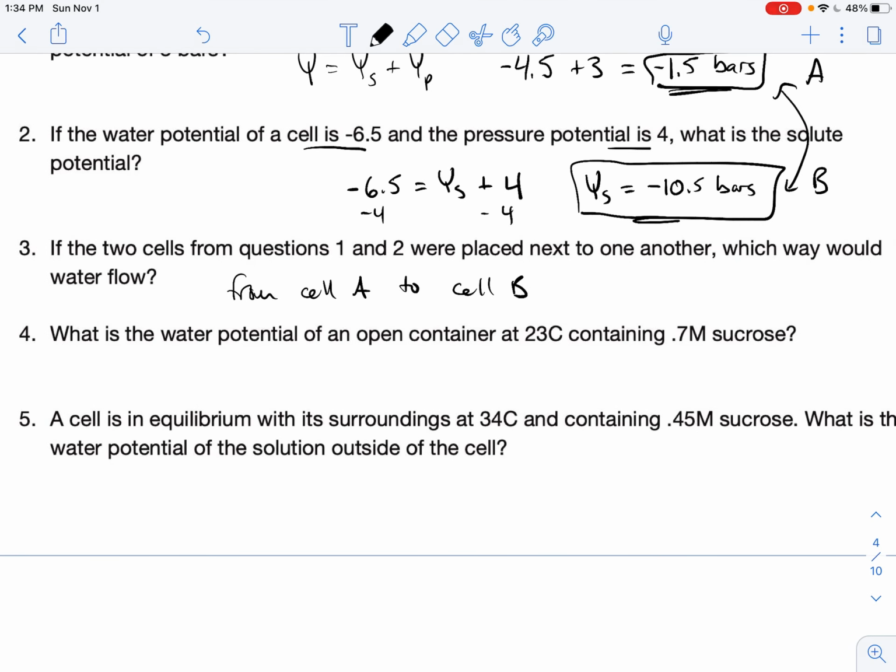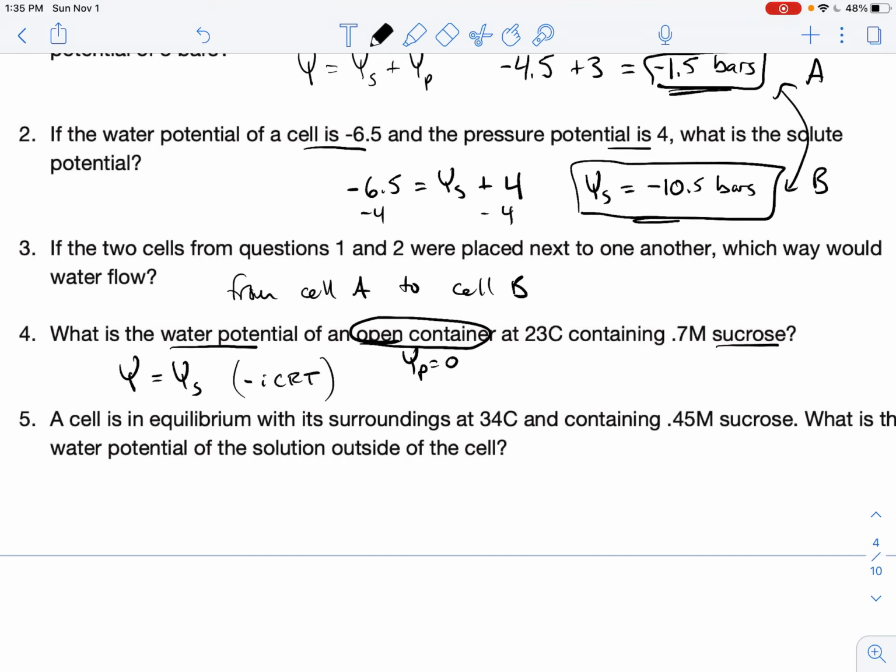The next one, what is the water potential? It's saying an open container, so that tells us that our pressure potential equals 0. So basically our water potential equals our solute potential. So all we have to do is negative iCRT, and that's going to give us the answer.